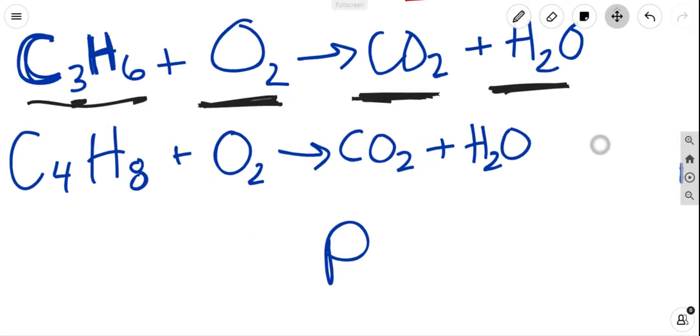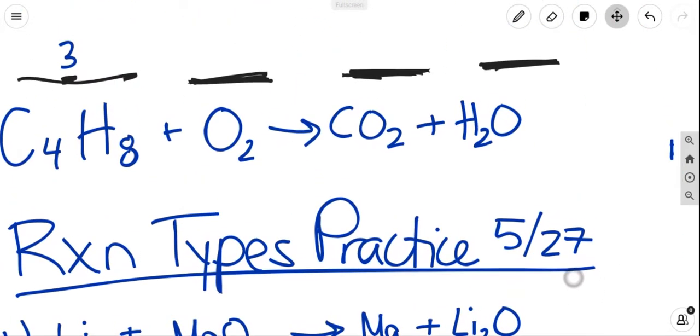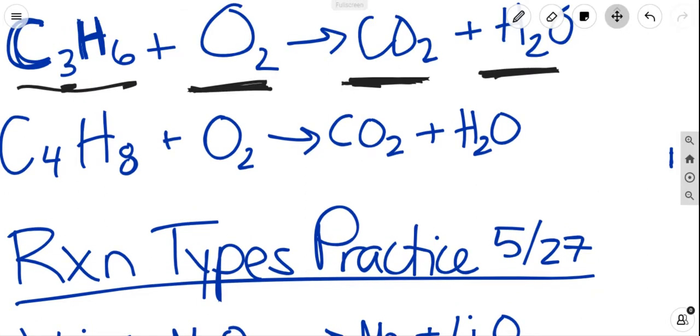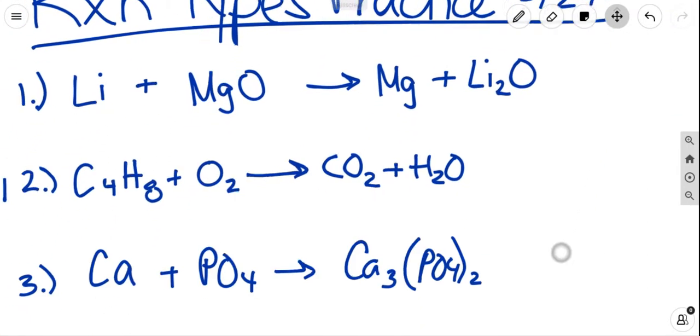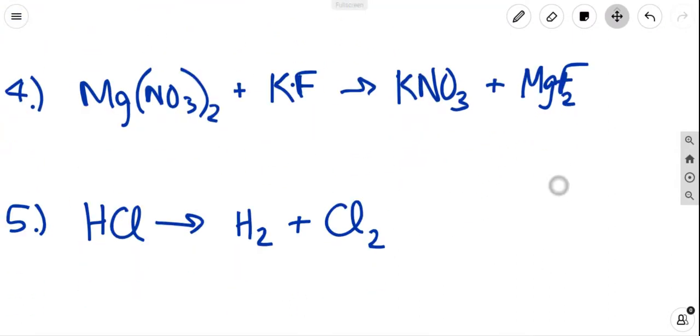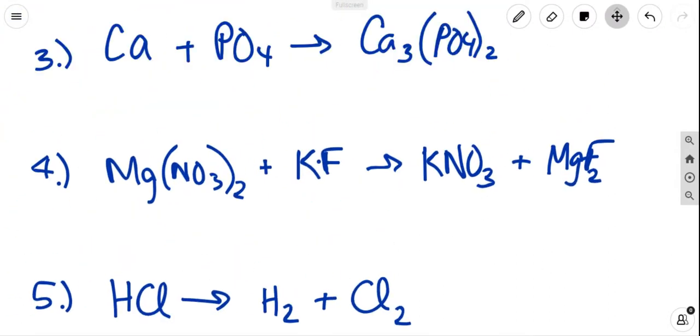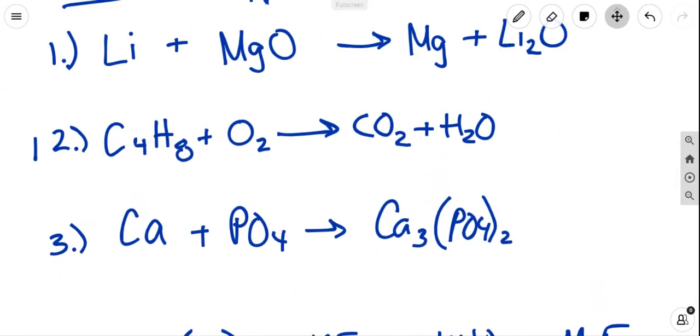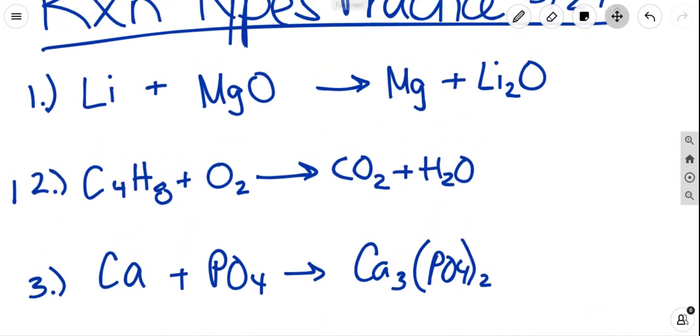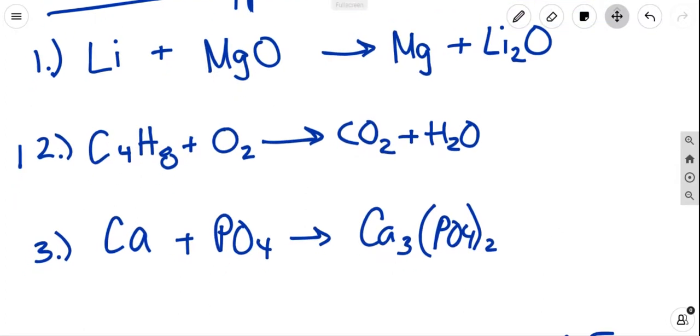All right. So what we're doing today is you are going to practice reaction types. I have 5 examples, and I want you to go through and analyze what they are. So what I recommend doing is pausing the video, copying them down, okay? So here is, I'll give you this screen that you can pause and copy.